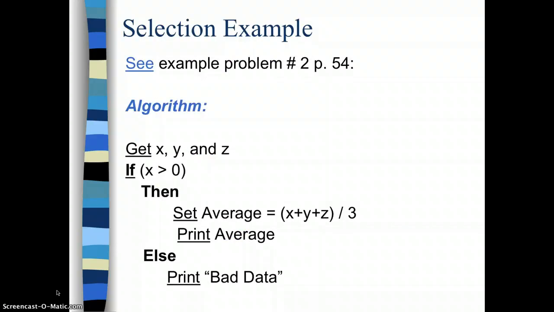An example of this would be, let's say we want to get three values, x, y, and z. The next statement is, if x is greater than 0, then set the average equal to x plus y plus z divided by 3, and then print the average. Otherwise, you print out bad data. So basically it's saying that x has to be a positive number, and we're going to print the average of those three numbers.